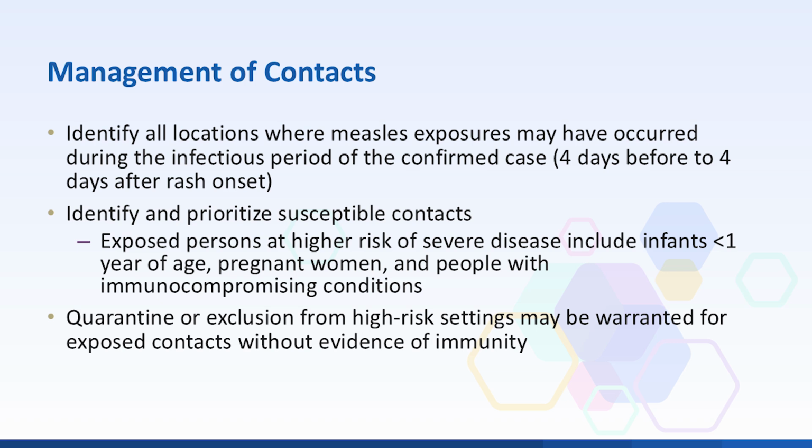Exposed persons at higher risk of severe disease who may require PEP include infants less than 1 year of age, pregnant women, and people with immunocompromising conditions. Finally, quarantine or exclusion from high-risk settings may be warranted for exposed contacts without evidence of immunity.